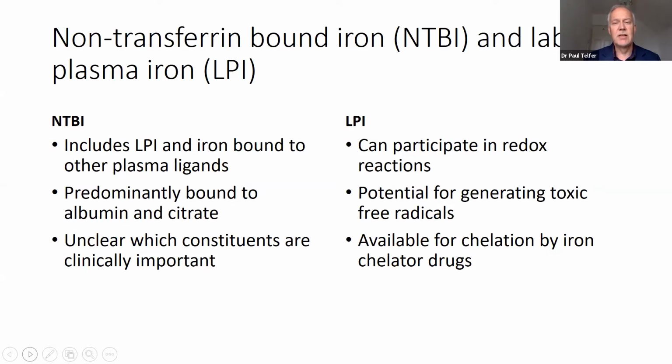So ultimately, we believe that it's the labile plasma iron component that's probably the toxic form, that if it could be measured and if it could be monitored, would be most valuable. But at the moment, we're not able to do that in a validated way. Next slide.